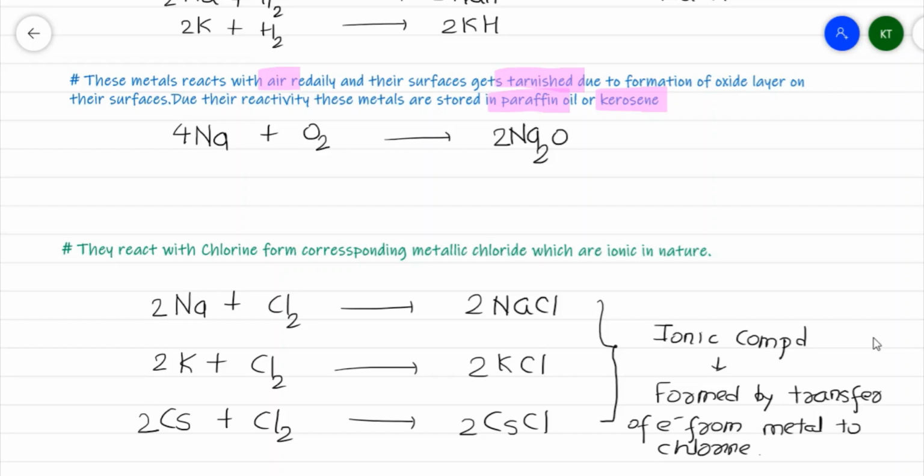So these are a few characteristics of alkali metals, that is, group 1 elements.